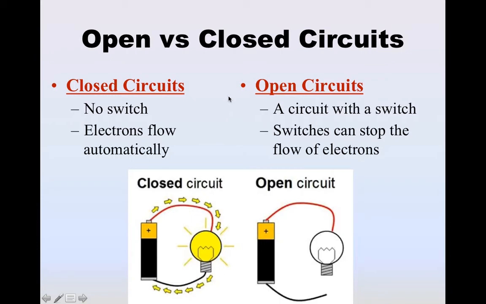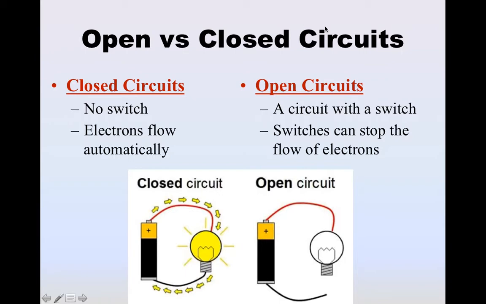So now let's talk about the difference between an open and closed circuit. A closed circuit is one in which there is no switch and electrons can flow automatically through it. It's basically if I take a lamp and I plug it in and it cuts on immediately without me flipping a switch. Try to think of some other examples that could be a closed circuit. We'll have that discussion in class.